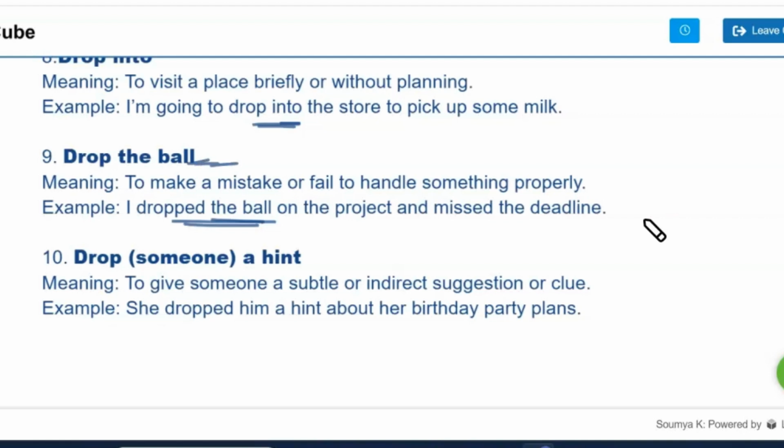Next one is drop someone a hint. Drop, you have to say, tell somebody here, and then a hint. It means to give someone a subtle or indirect suggestion or some clue. So that is the meaning of drop a hint. She dropped him a hint about her birthday party plans. So you can see here drop, then use someone here, and then a hint. This is how it is used.